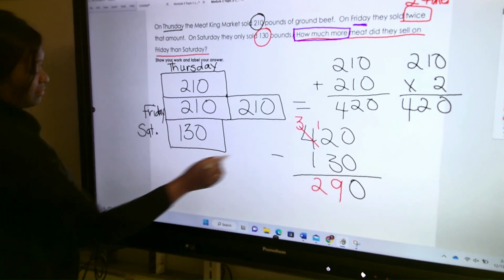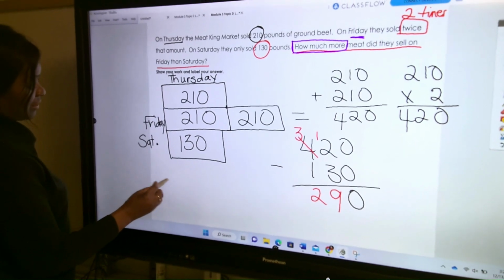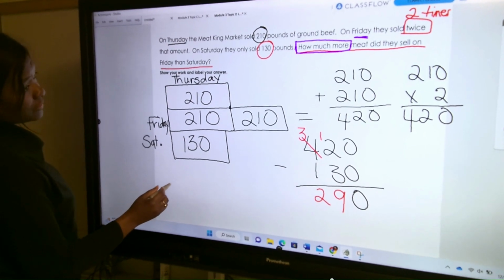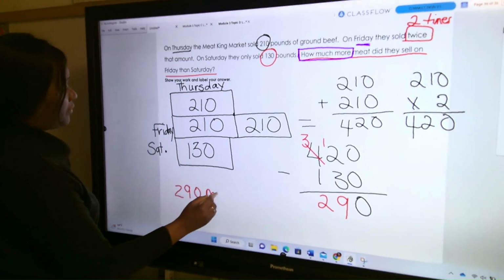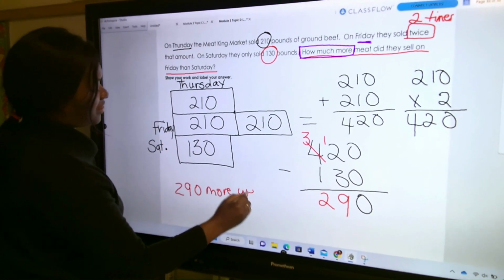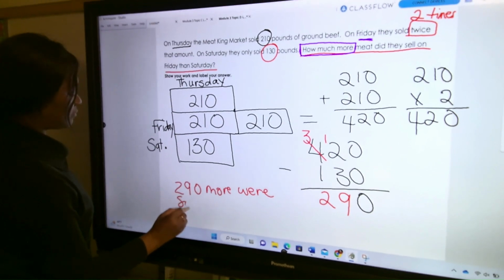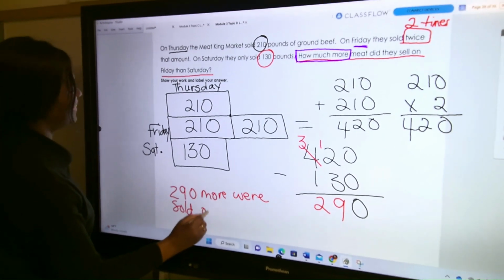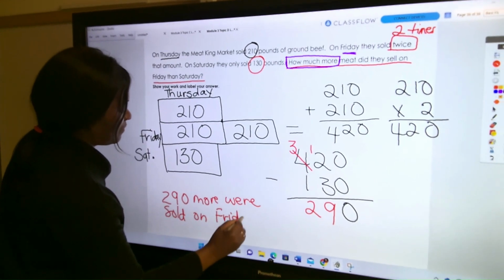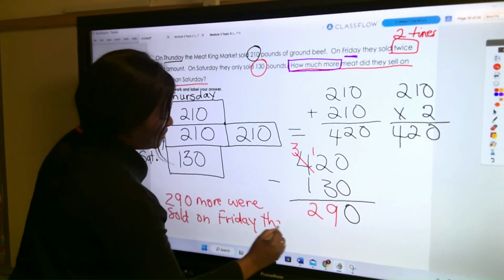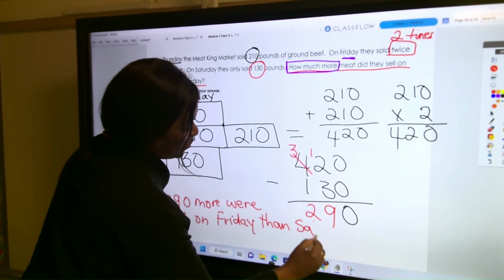So I've solved, and I always try to make sure that I write my answer in a statement. So I would say that 290 more were sold on Friday than Saturday. And that's our answer.